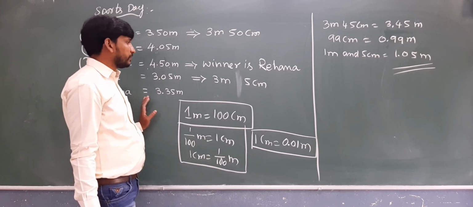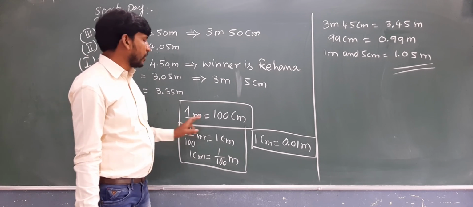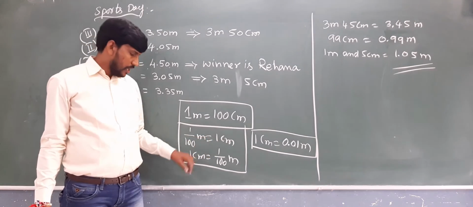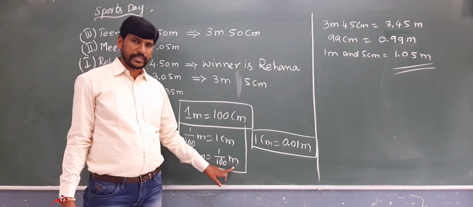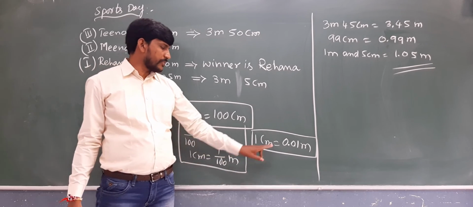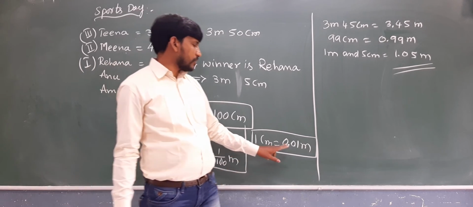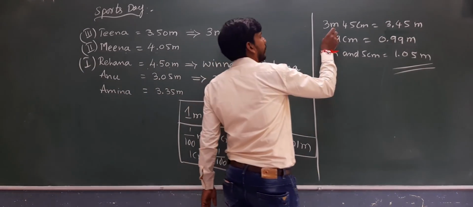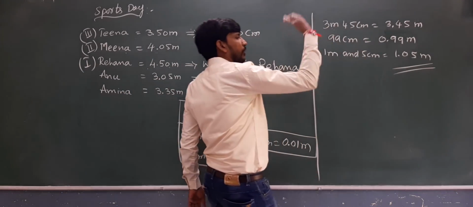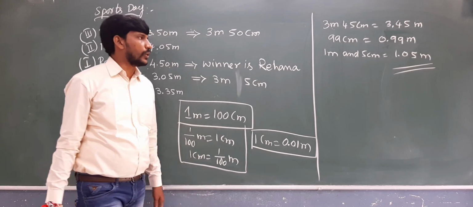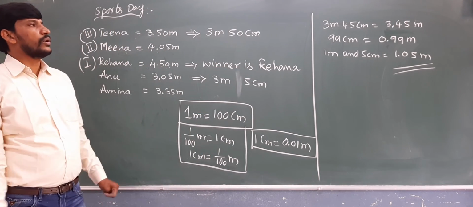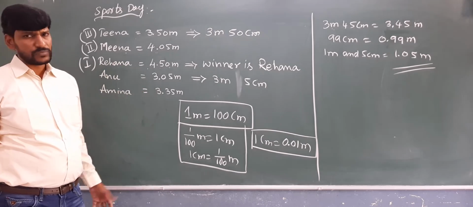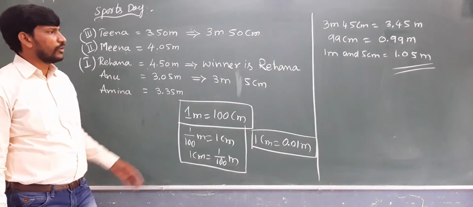How to write? Now see this here. 1 meter equals 100 centimeters. Then 1 by 100 meters equals 1 centimeter. Write in order: 1 centimeter equals 1 by 100 meters, and it can be written in terms of decimal: 1 centimeter equals 0.01 meters. Now see this here. They are given in terms of meters and centimeters. Please convert into meters only. That is the process to convert into meters. It means you have to divide by 100 only. Okay? I hope you understood that.